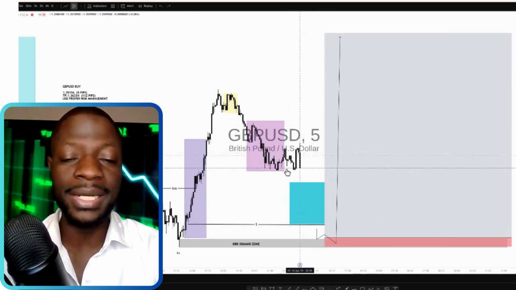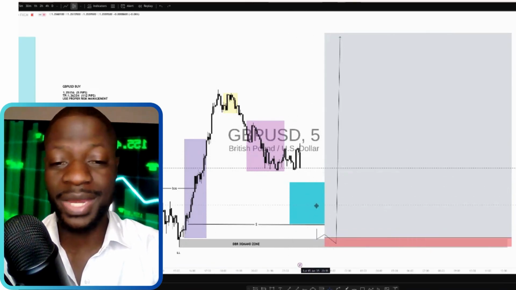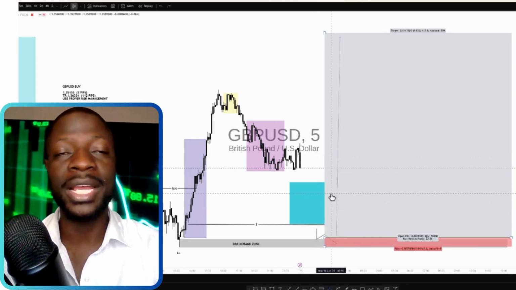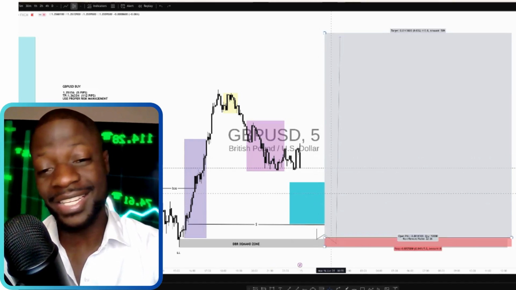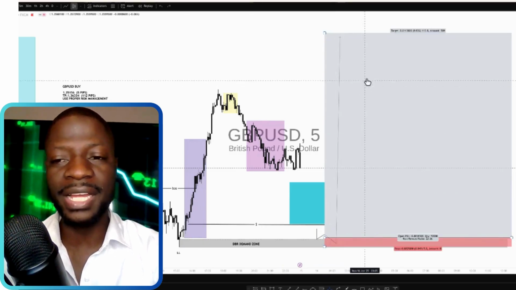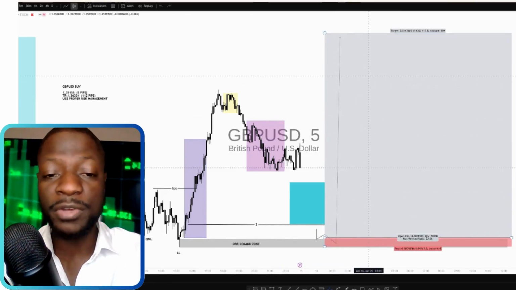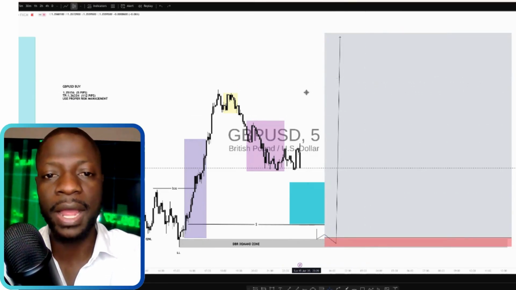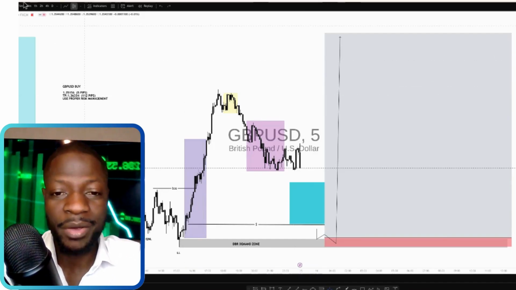And then also I'm anticipating the Asian session to be created. And then the market should take out the low and the high of the Asian session, then come into my POI right here, which is a 5 pips stop loss, and the target is about a 112 pips target right there. All right, so let me show you what is happening on the higher time frame.